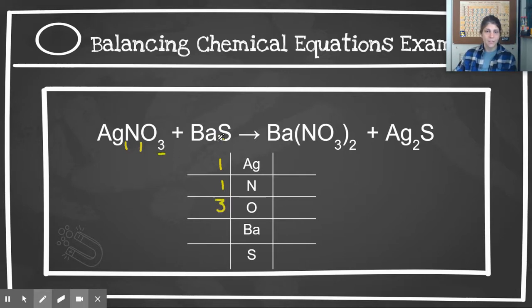For Ba, I'm starting with 1 Ba, and I'm also starting with 1 sulfur. Remember, we don't typically write the ones, but if you write them, that's fine. And if that helps you keep track, perfect.